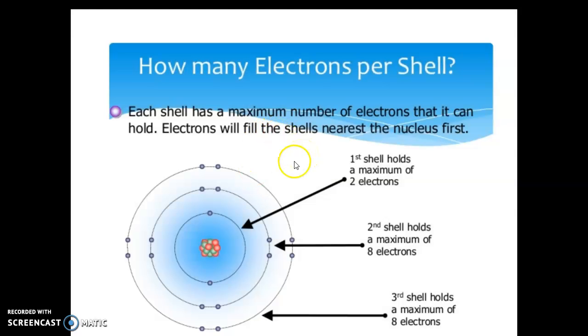How many electrons per shell? Okay, this is shell 1, this is shell 2, and this is shell 3. They're like layers. Each shell has a maximum number of electrons that it can hold. Electrons will fill the shells nearest the nucleus first, so it will make sure it has the correct number here, then the correct number here, and then the correct number here. So the first shell holds a maximum of 2 electrons. The second shell holds a maximum of 8 electrons, and the third shell holds a maximum of also 8 electrons.